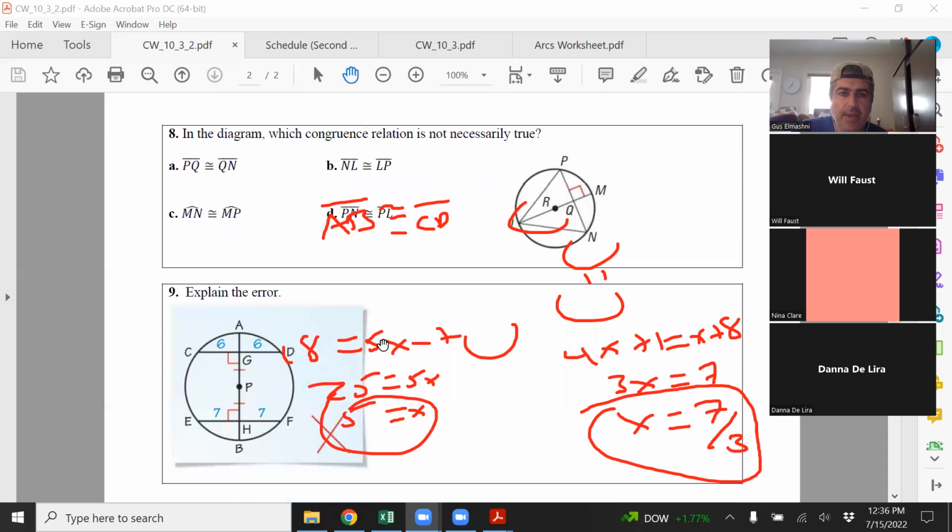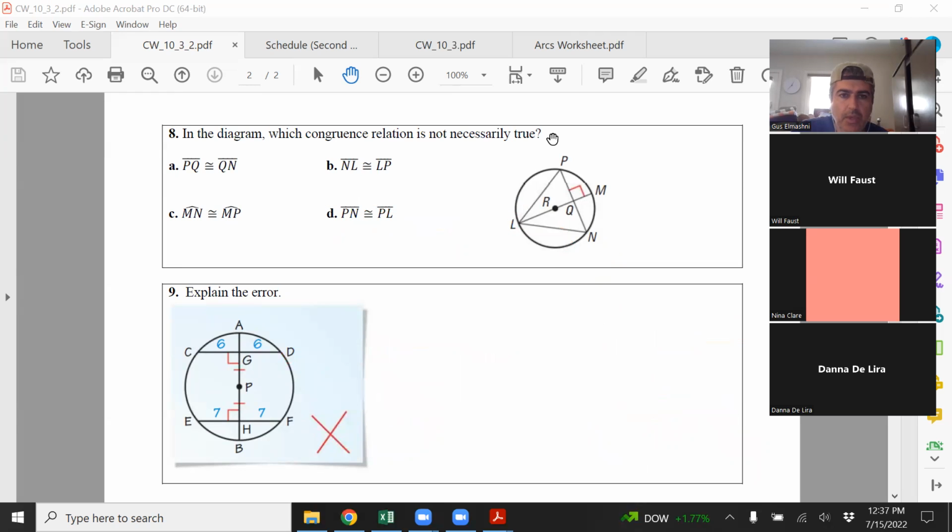For 8, in the diagram, which congruence relation is not necessarily true? Well, PQ and QN, that's always true because those are both radii. Arc MN and arc MP, we do have a diameter that cuts this in half. So arc MN and MP are the same. That's true. No reason why that would not be true.